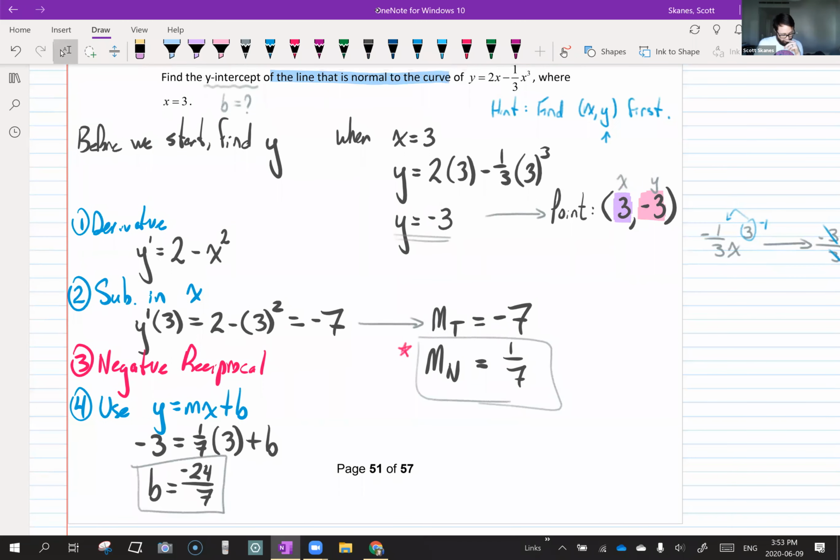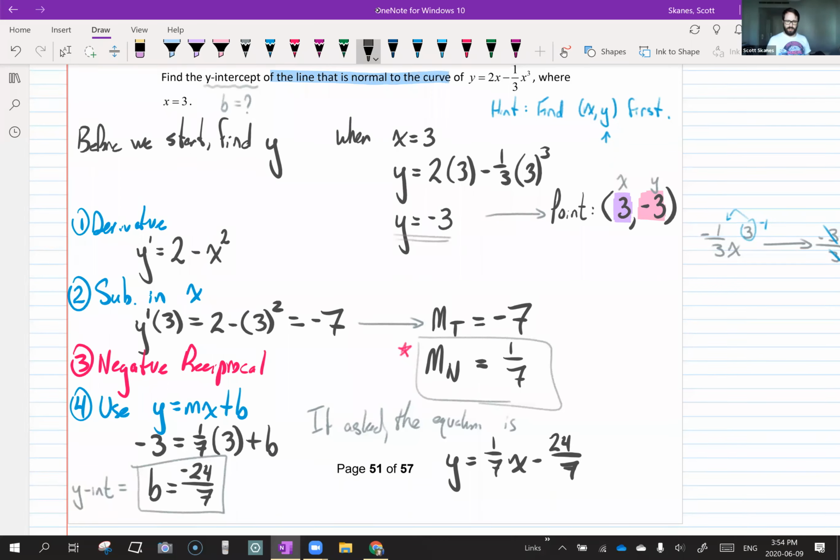So that's actually the answer. It asks for the y-intercept. So that would be our final answer. But really, the more important answer is the equation. So I'm going to say, if asked, the equation is this. And there's no harm in writing it out. So mx plus b, mx minus 24 over 7. So you said 1 over 7x minus 24 over 7. Perfect. That's exactly what the answer would be.